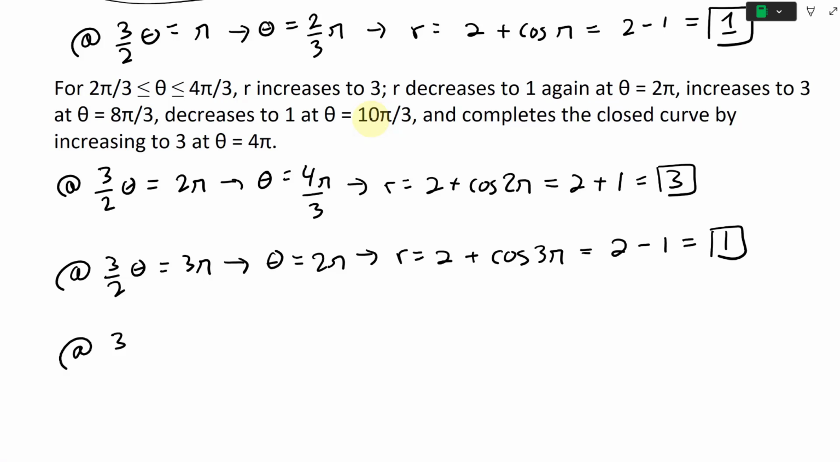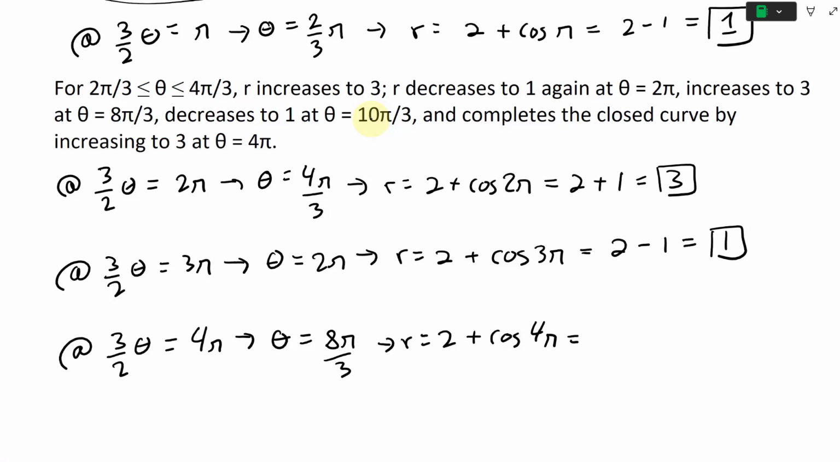So this is at 3/2 theta equal to 4 pi. So then theta is equal to, well, move the 2 over there, so it's going to be 8 pi over 3. Then r is equal to 2 plus cosine 4 pi. This equals 2 plus 1 equals 3.